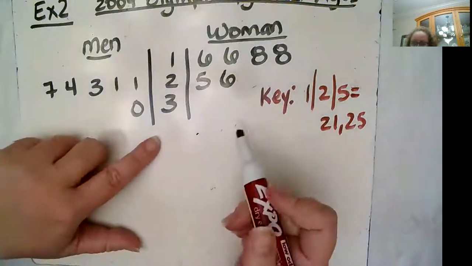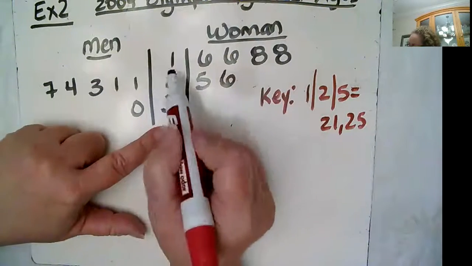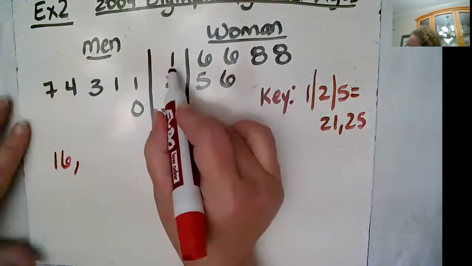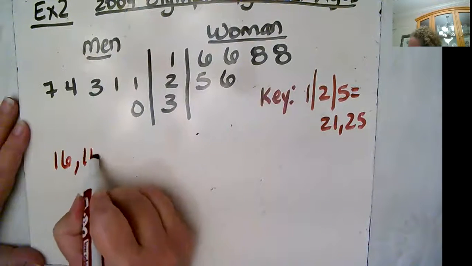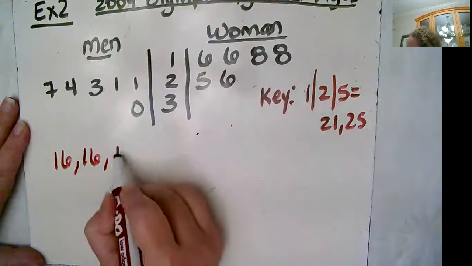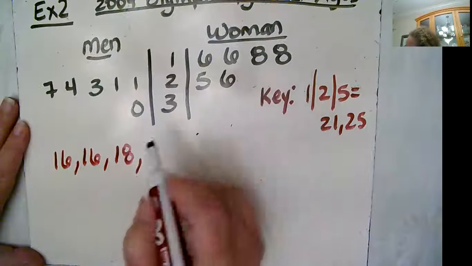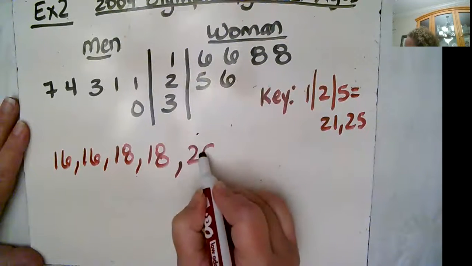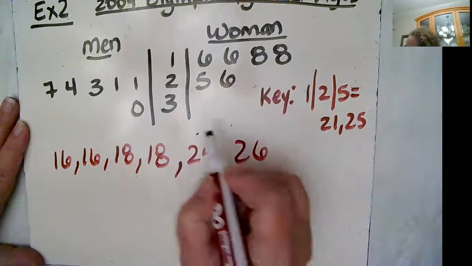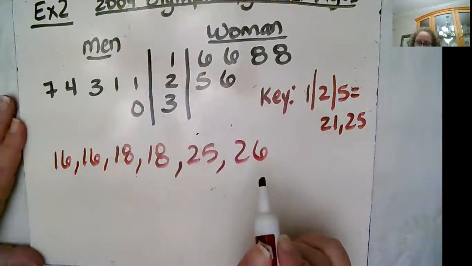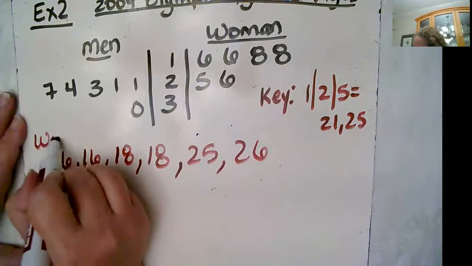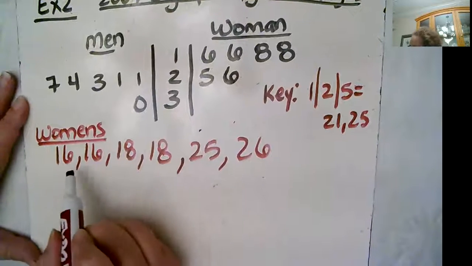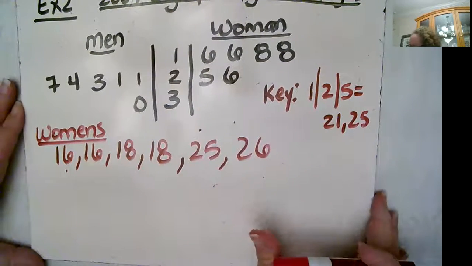So let's do the women first. We're going to write down all the ages. This is telling me that it's 16, another 16-year-old, an 18, an 18. Now we're in the 20s, 25 and 26. None of the women are in their 30s. So these are the women's ages, and their ages range from 16 to 26.